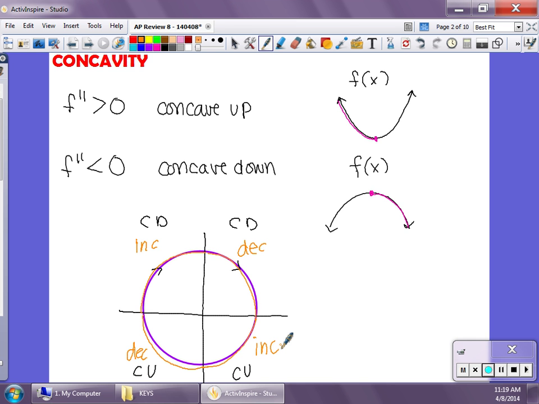So if you have to actually draw a graph that's concave up or concave down, increasing, decreasing, what you will see is a multiple choice question. They'll say, which one of these graphs is the graph concave up and decreasing the whole time? And you just have to identify the right one. All right, so that's concavity.